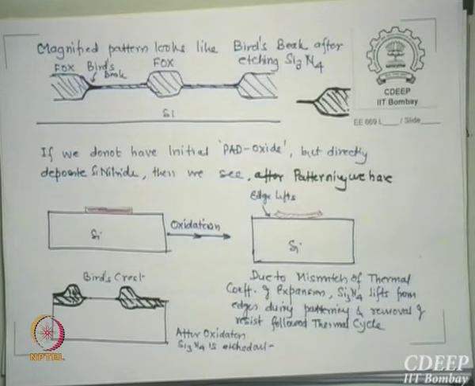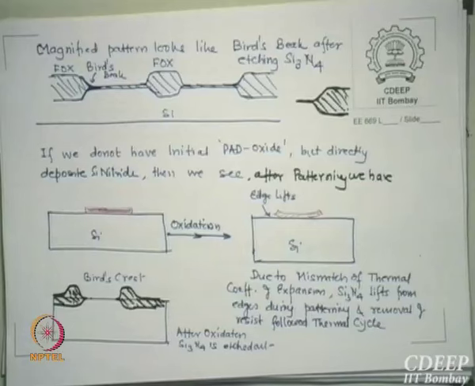Why are we so worried about these shapes? Because if the area is not uniform on one plane, the next process may have a problem of accuracy all around. Okay. Is that okay? And then I remove the nitride. So what I got now is bird's crest as isolating areas. Is that okay?